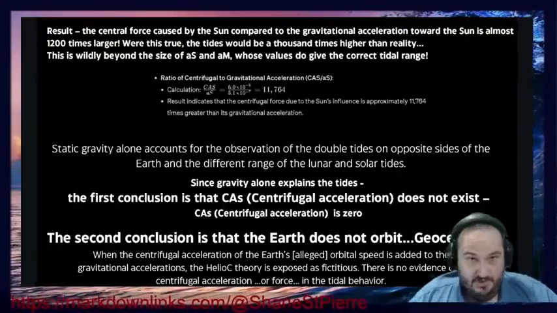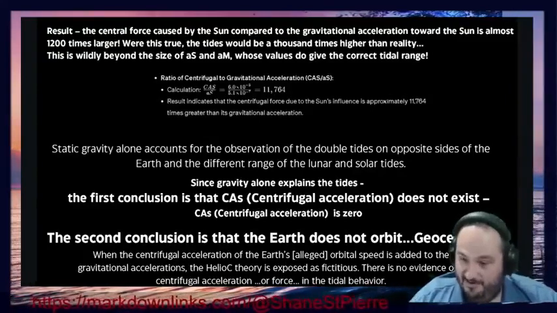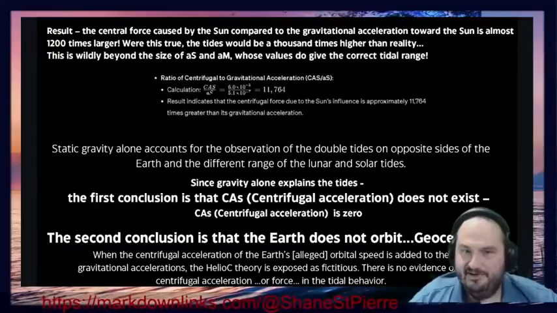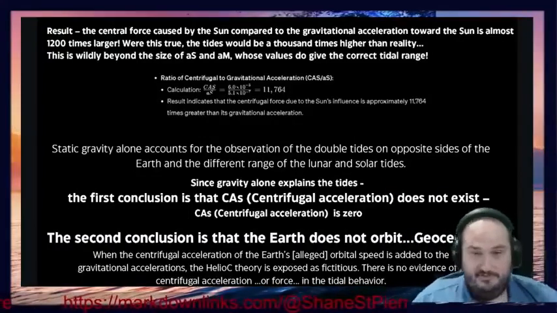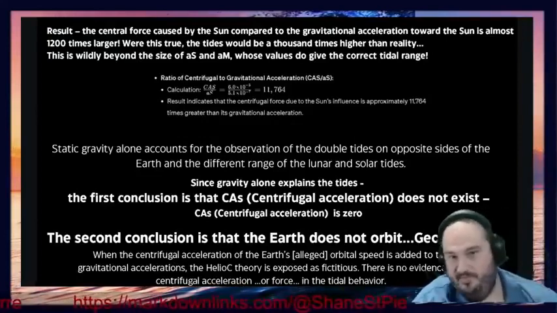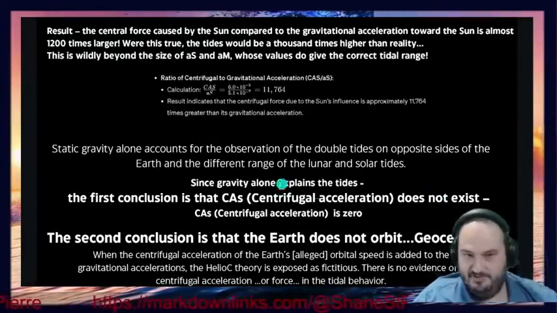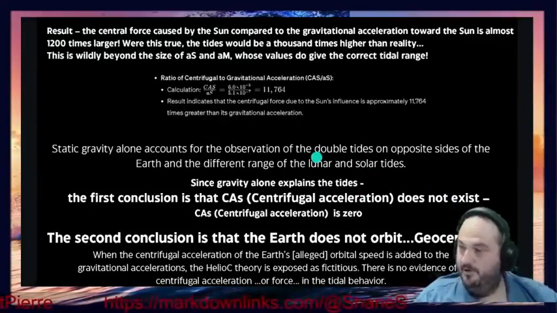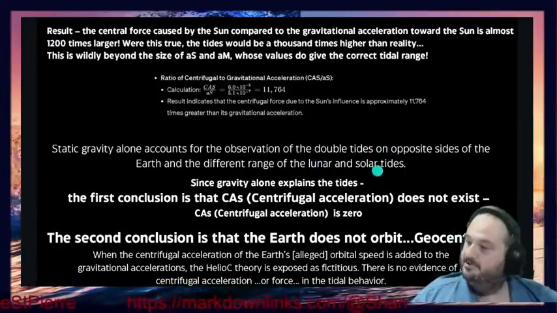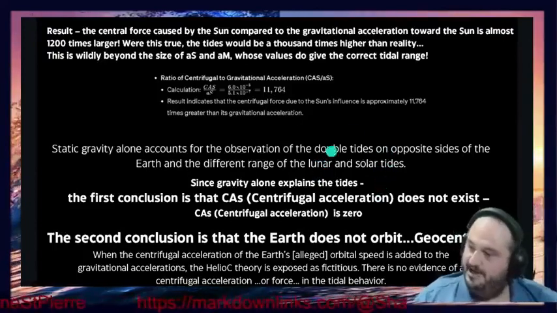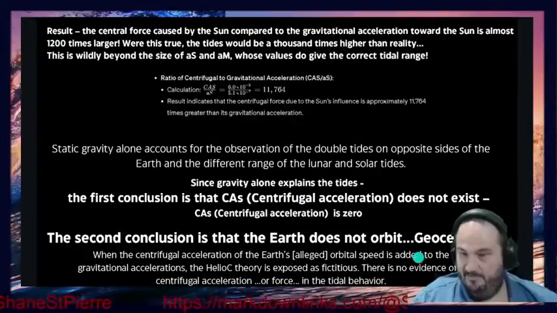But what we just showed you is we already accounted for the correct tidal ranges using gravitational forces. So what can we conclude, right? Since gravity alone accounts for the observation of the double tides on opposite sides of the Earth with a different range of lunar and solar tides, right? So we only have the gravitational force that we calculated. Totally works out. 100% doesn't need centrifugal acceleration. That's a problem, right? So static gravity alone accounts for the double tides. Then the first conclusion is that centrifugal acceleration does not exist, or it's zero.